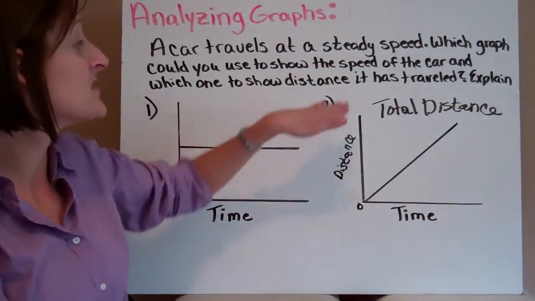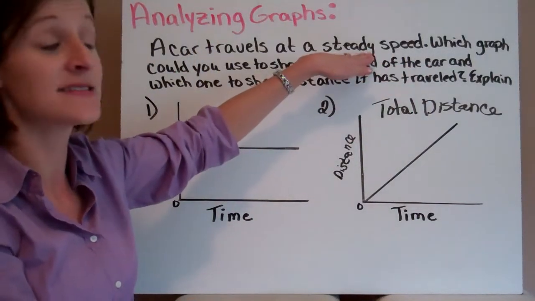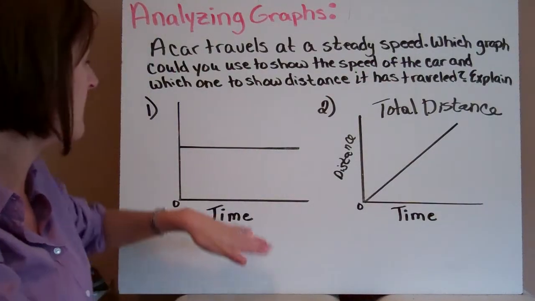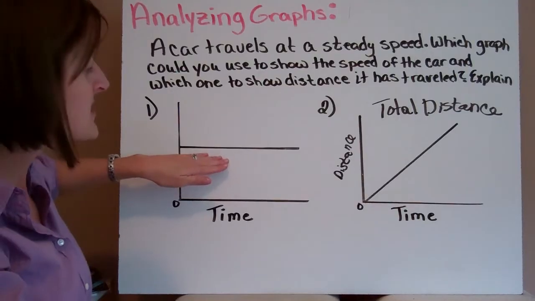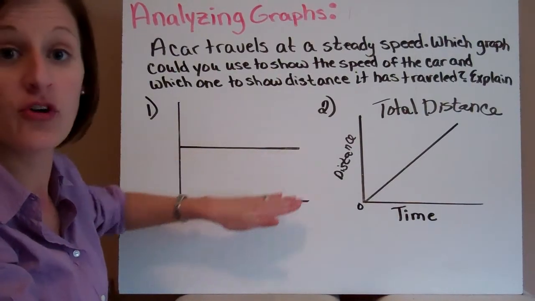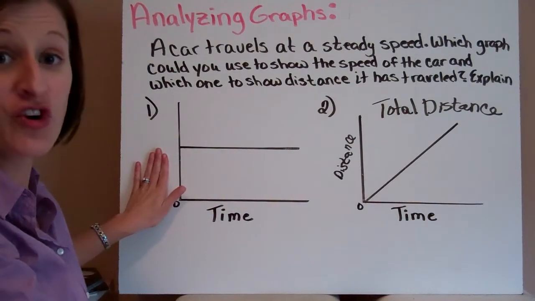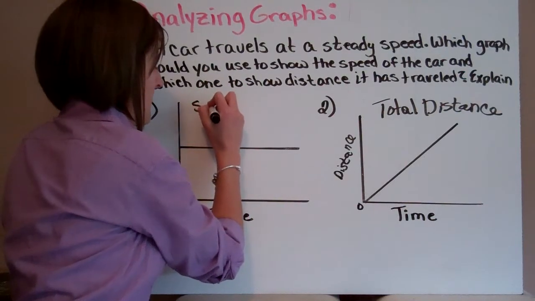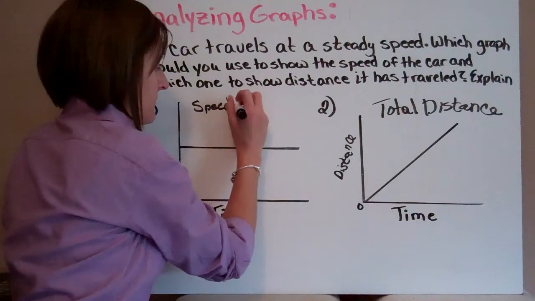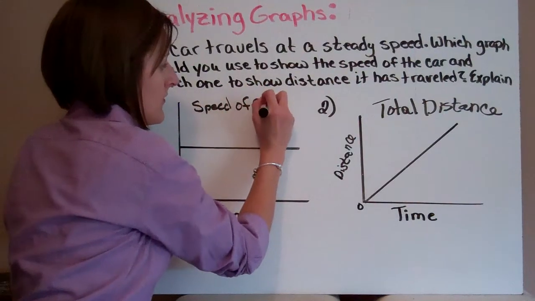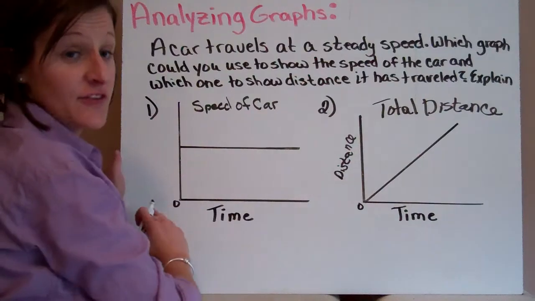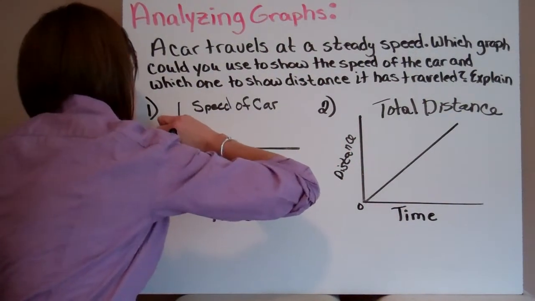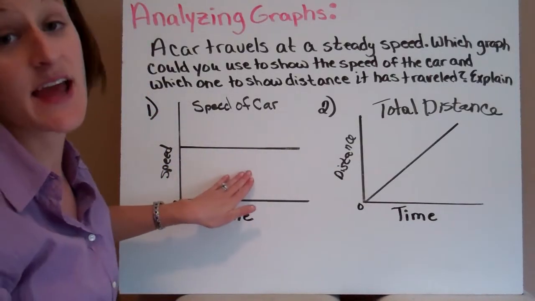Now, to show the speed of the car, notice it is a steady speed. It doesn't increase, it doesn't decrease, it just stays the same. So this graph shows something that stays the same over time. So this first graph is going to be the speed of the car. And my y-axis for that one is going to be speed, since it does not increase or decrease, it's staying steady.